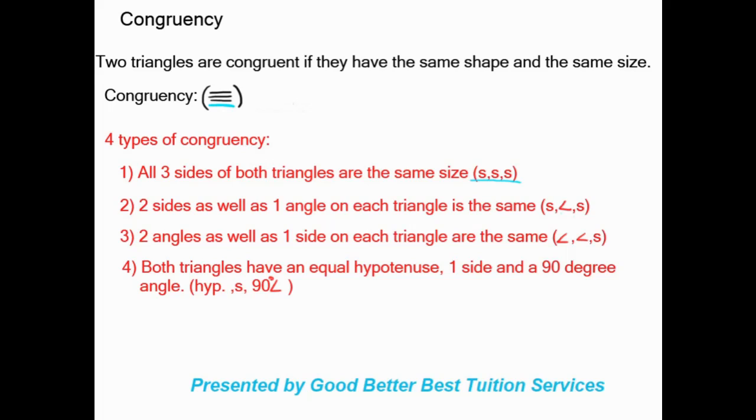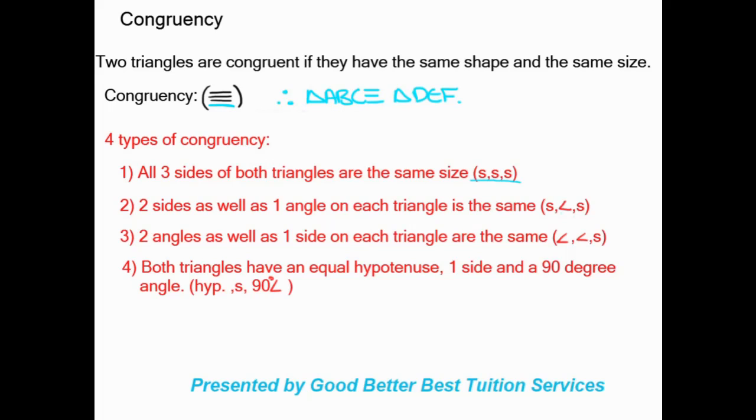If we were to say that two triangles are congruent after proving that, we'd say, therefore, triangle ABC is congruent to triangle DEF. So once we've proven that two triangles are congruent, this is how we'll write it out.